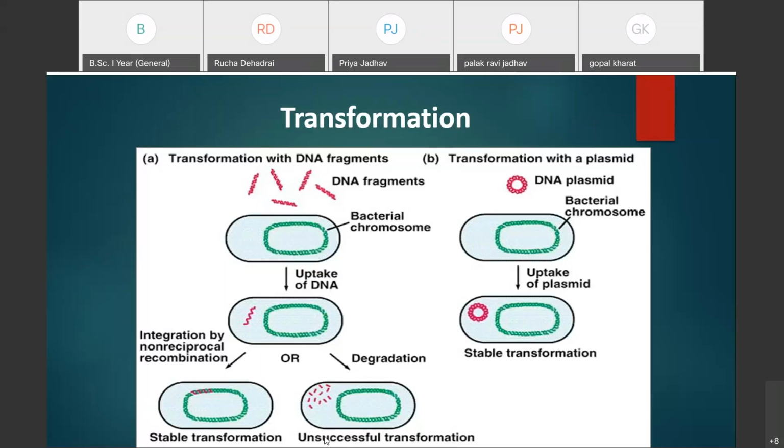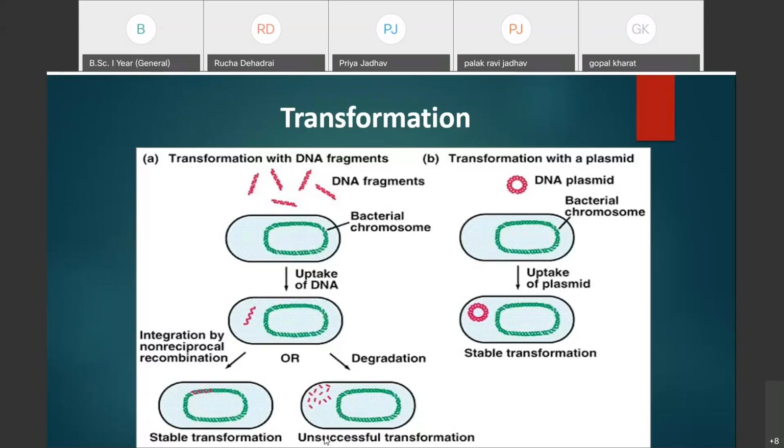Okay, then the optimum temperature which is required for the transformation ranges from 29 to 32 degrees centigrade. The optimum temperature for transformation ranges between 29 to 32 degrees centigrade.